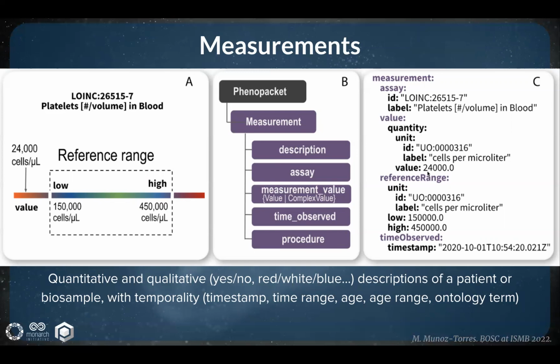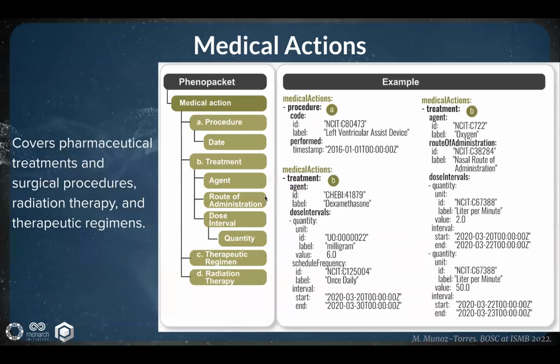So we have that value, which is 24,000 cells per microliter in a range that should be about 150 to 450,000. The reference range represents the range that was applied in the specific investigation. So this actually may reflect things like age or sex specific values for some analytes, not for this one. This is the representation of a medical action in a Phenopacket.